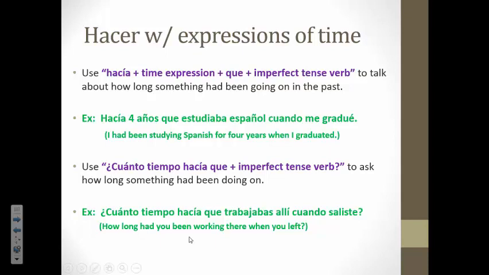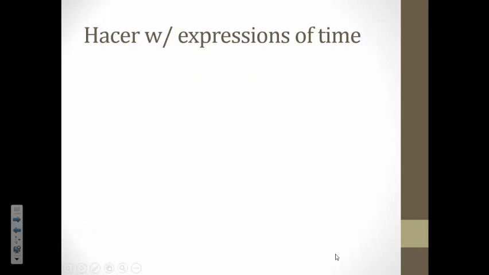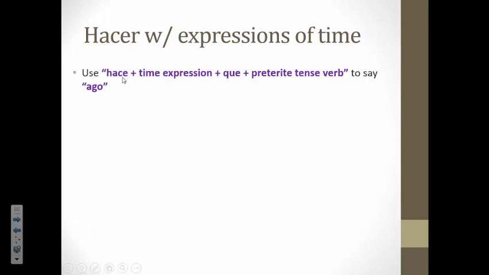The last thing I want to show you is number 4 on your note guide. You guys have asked me this in class before. Okay, how do we say ago? Like, how do I say 2 weeks ago, 2 years ago, 5 minutes ago? Okay, it's going to be with this verb hacer. Use hace with a time expression plus que and a preterite tense verb to say ago.